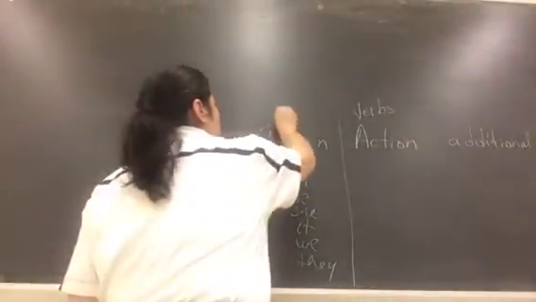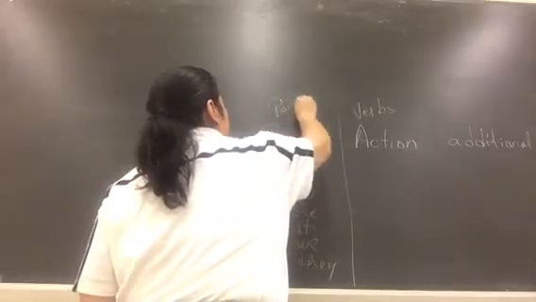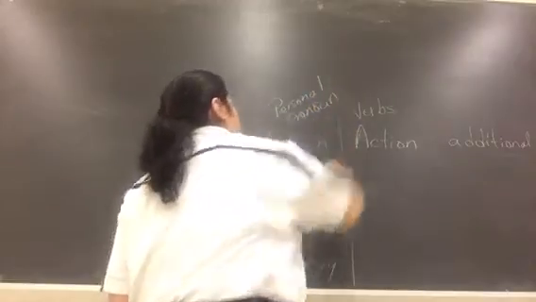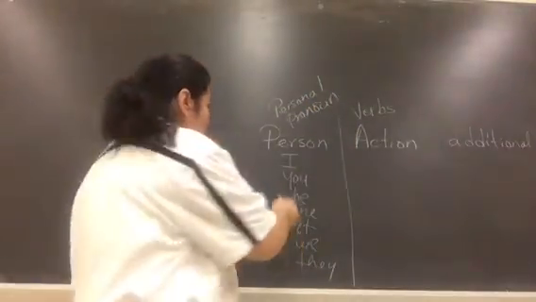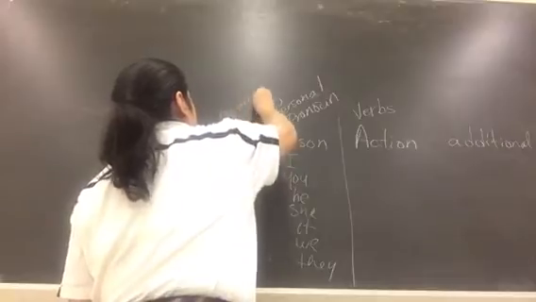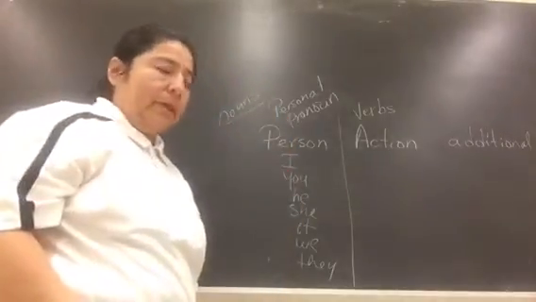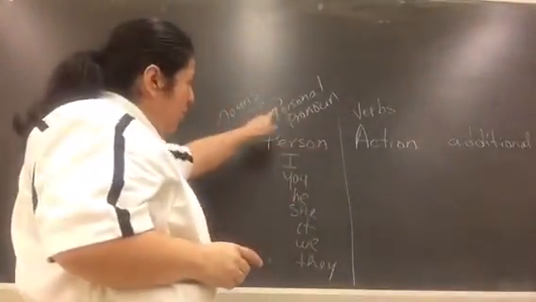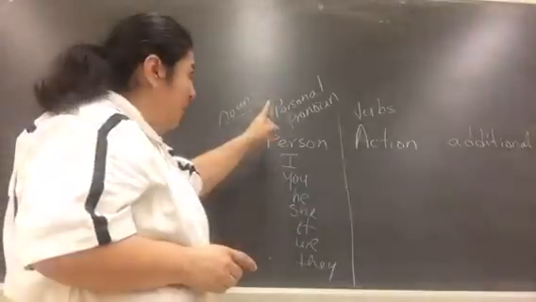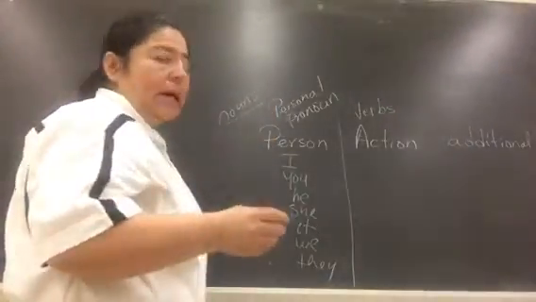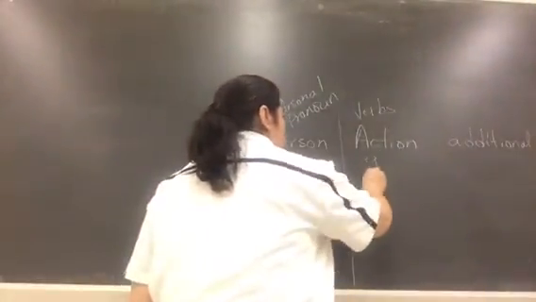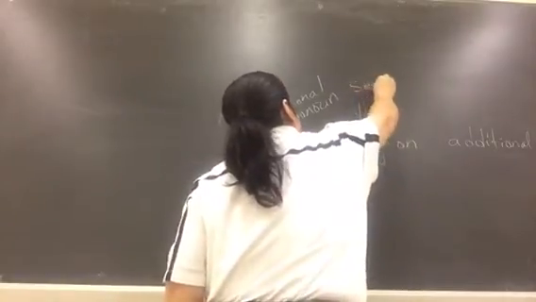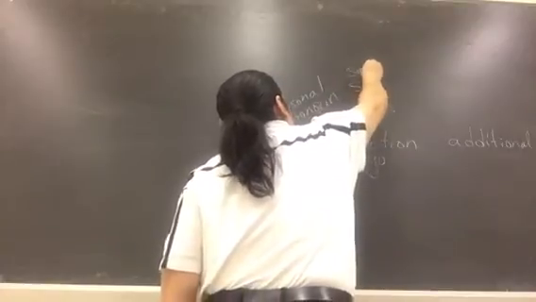So the person is something that we call the personal pronoun. Some people also prefer to call them nouns. And the actions or verbs are those actions that are realized or done or performed by this person. For example, go, or see, or say.